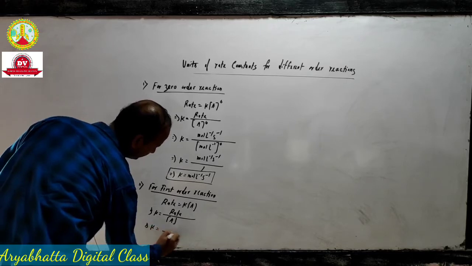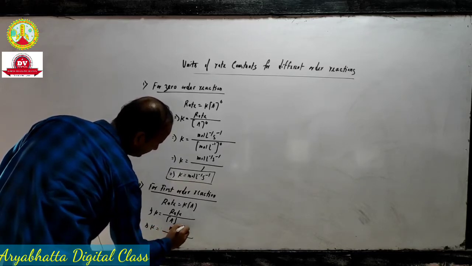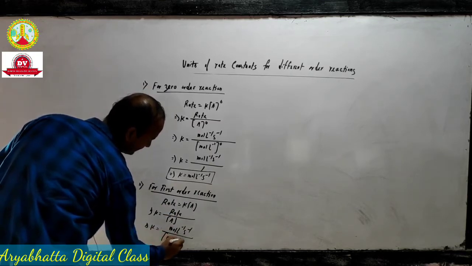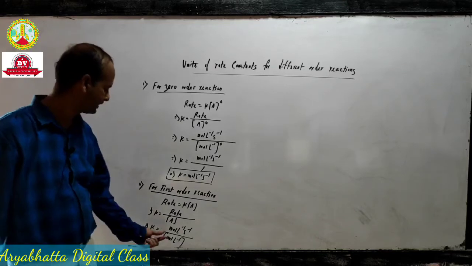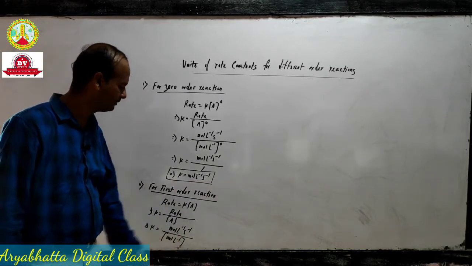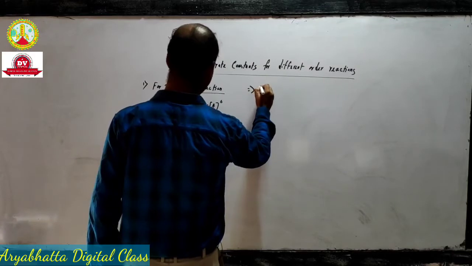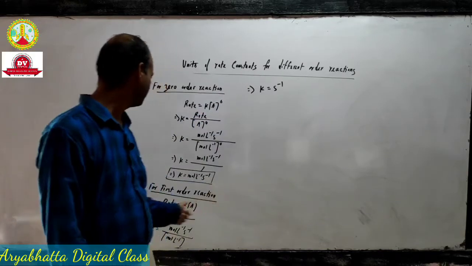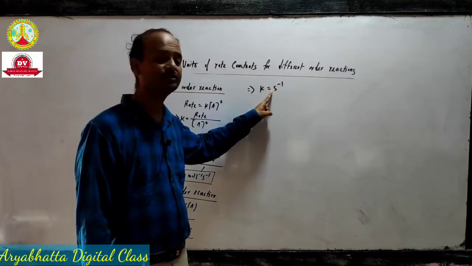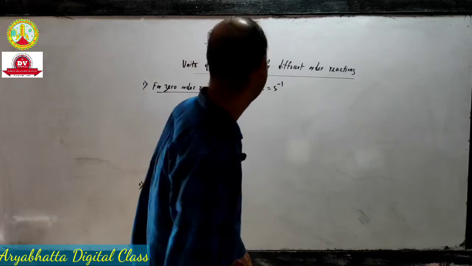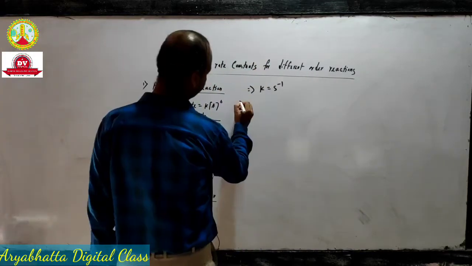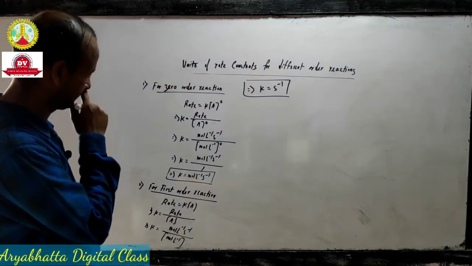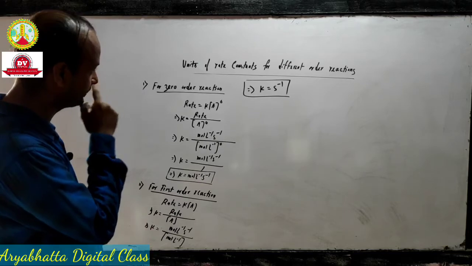What is the unit of rate? Rate is mol litre inverse, second inverse. The concentration is mol litre inverse. So this term will be cancelled out, mol per litre, mol per litre, and the remaining unit is second inverse. This is the unit of rate constant for first order reaction: second inverse. Clear? Please remember this, the unit of the rate constant for first order reaction.